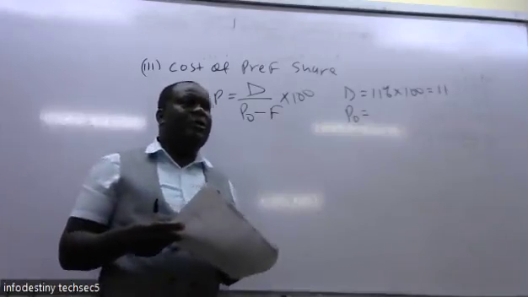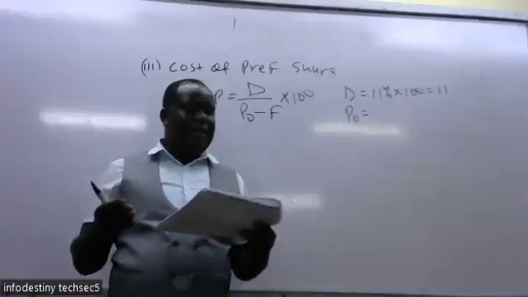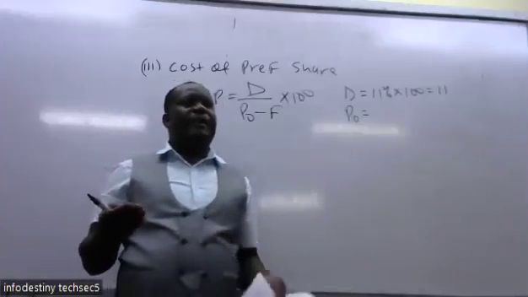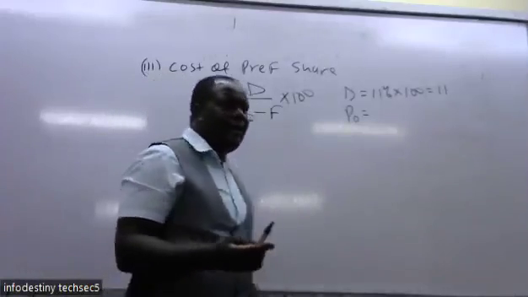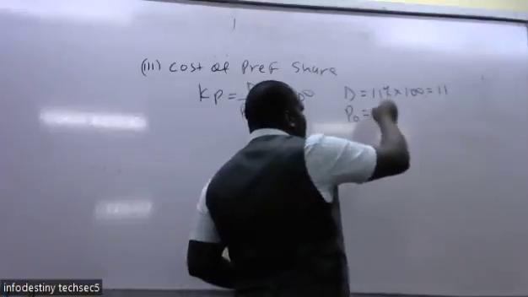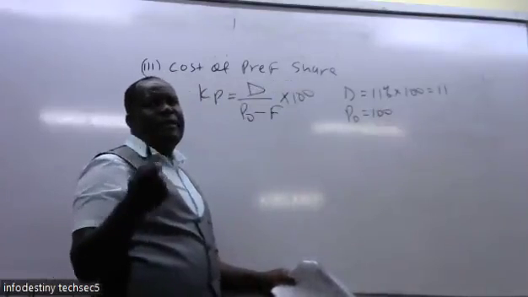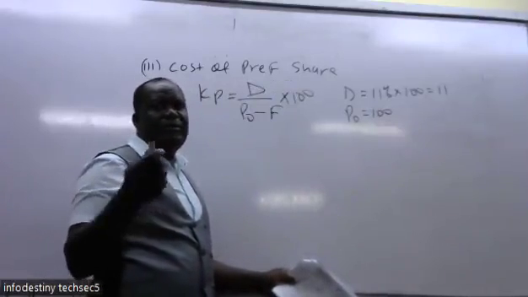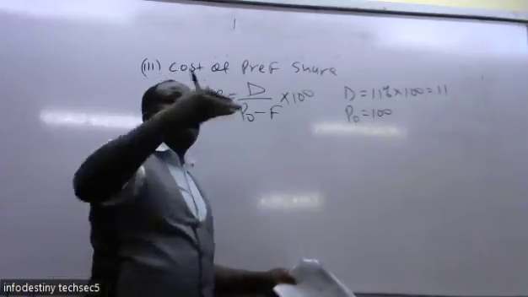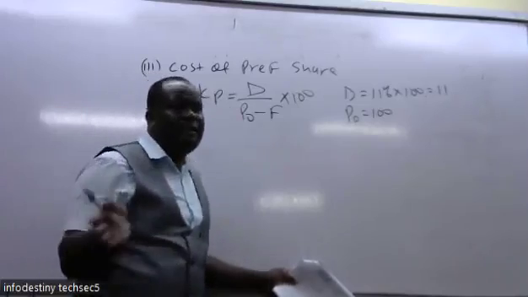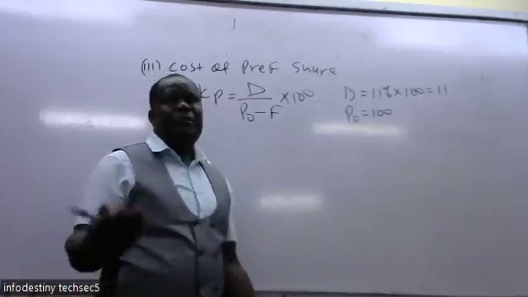So P0 is the current price, which is the same as the issuing price. But the question has said that it will be issued at par. So the par value of the share is how much? 100. So that means our P0 is the same as our par value. The shares were issued at a price which is the same as the par value, so the par value is 100, and our P0 will also be 100.